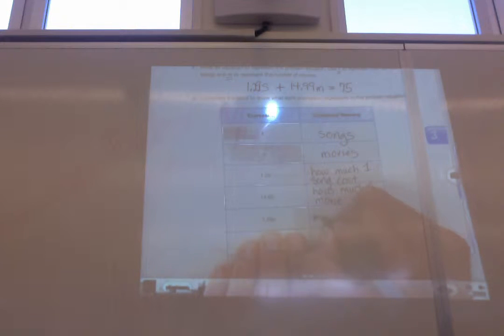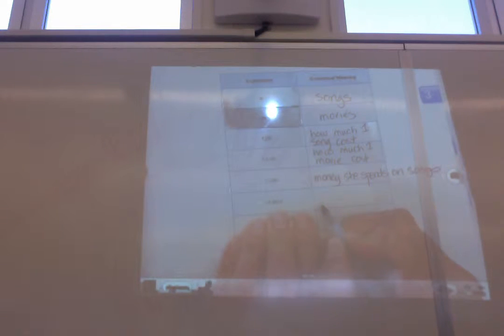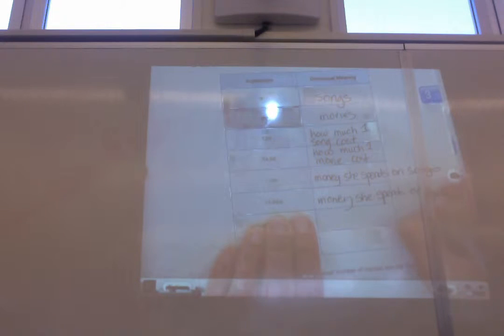Money she spends on songs. What's this? Money she spends on movies. So if she buys 2 movies, she's going to spend 2 times $14.99, right? She would multiply those 2 together. Money she spends on movies.